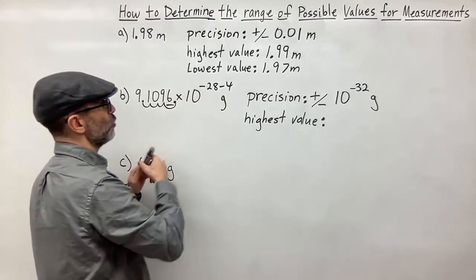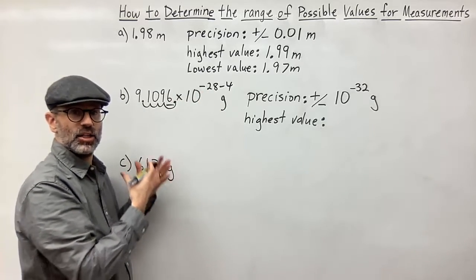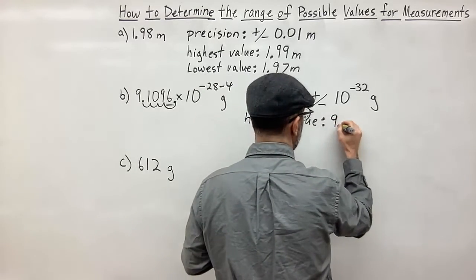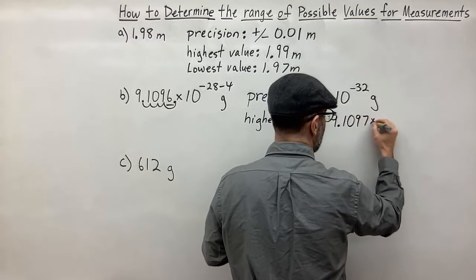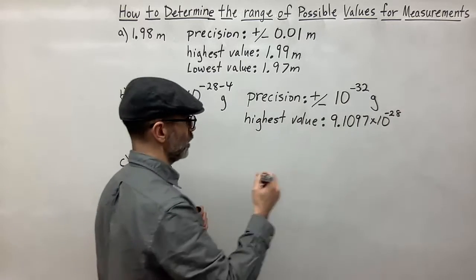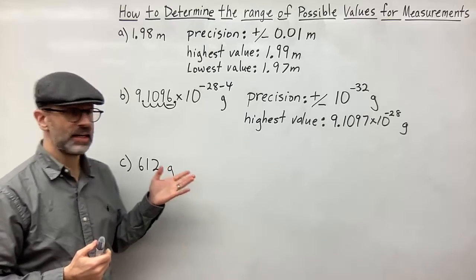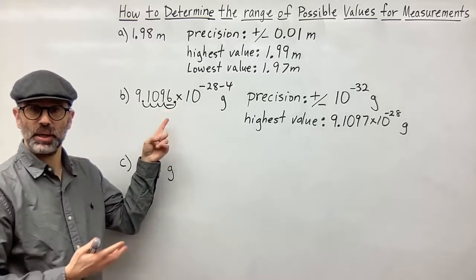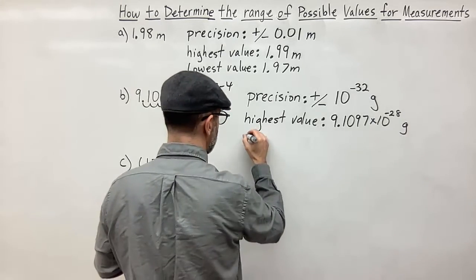I'm just taking the original number with the original exponent, and I'm going to add 1 to the digit. So this becomes 9.1097 times 10 to the negative 28, and that's going to be grams. So all I did was add 1 to the last digit of the original measurement. Okay? Then for the lowest value, same thing.